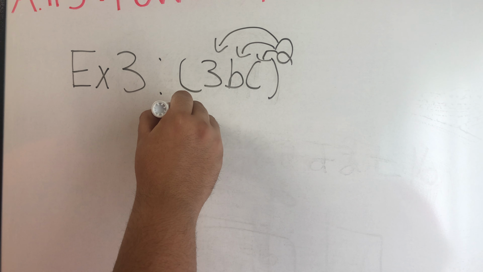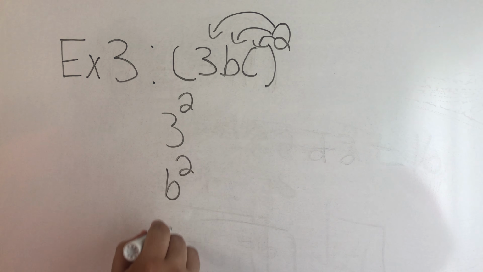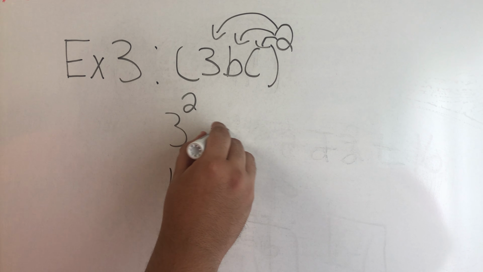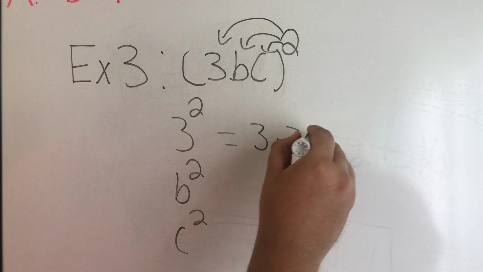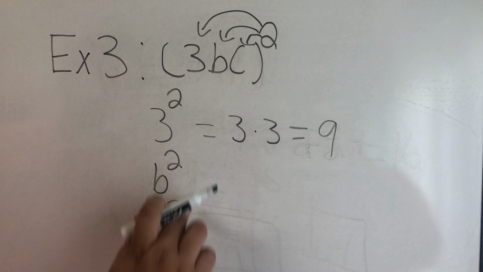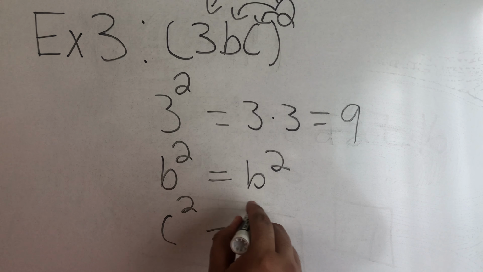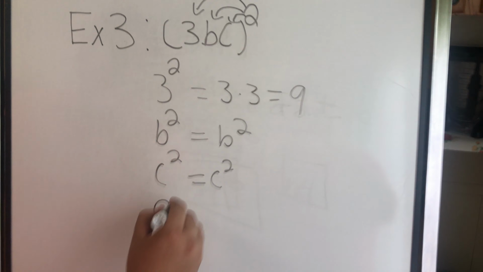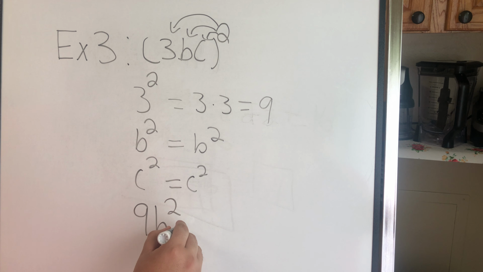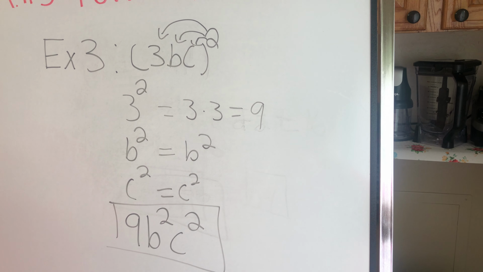3 to the power of 2, or 3 squared. Then we're going to have b to the power of 2, c to the power of 2. 3 to the power of 2, in other words, there's 2 3s, so 3 times 3, which will give you 9. And since there's no multiplication over here, they immediately become the answer. So now we combine them. My final answer will be 9b squared c squared. Complete.